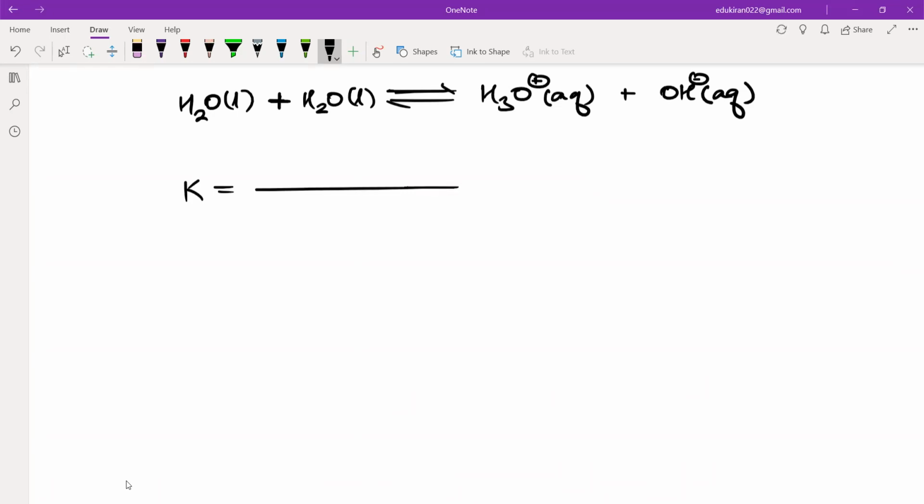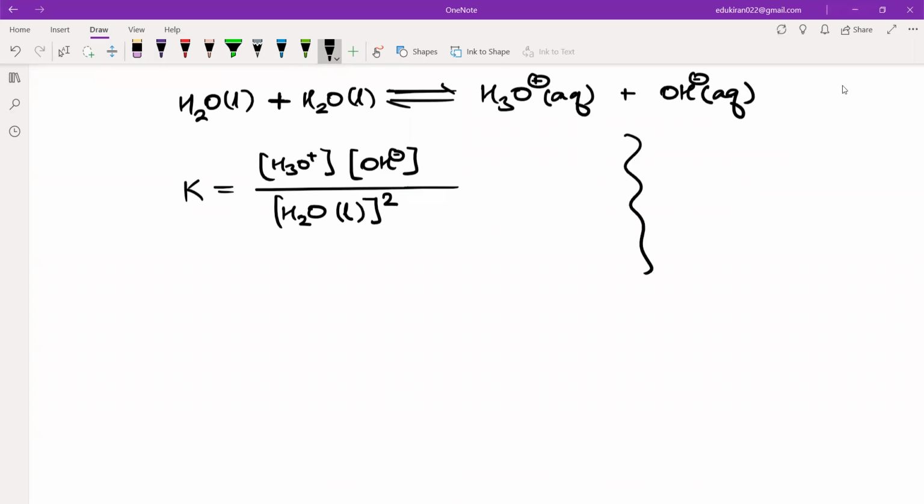Concentration of products, please start. Concentration of H3O positive into concentration of OH negative, divided by the concentration of H2O squared. Yes or no? Yes, sir. But we also know that this is a liquid, H2O squared. If I want to calculate now, have I discussed this, why we do not take the concentration of a pure liquid or a pure solid, with you guys? Did I?